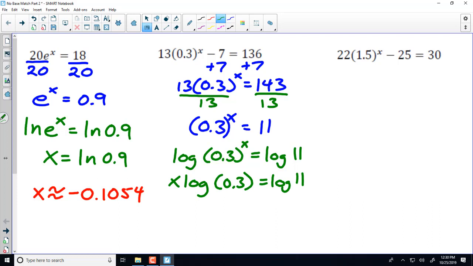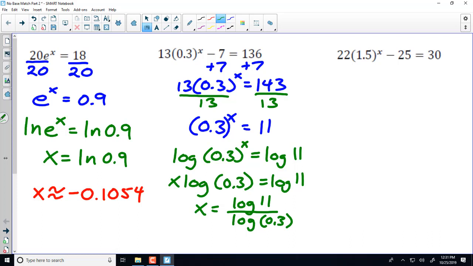And the only thing that's keeping x from being by itself is that log of 0.3 or that log of 3/10. So we divide both sides by the log of 3/10, the log of 0.3, however you want to say it. And then we're ready to go to calculator.